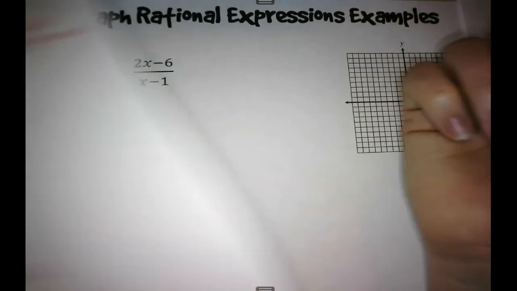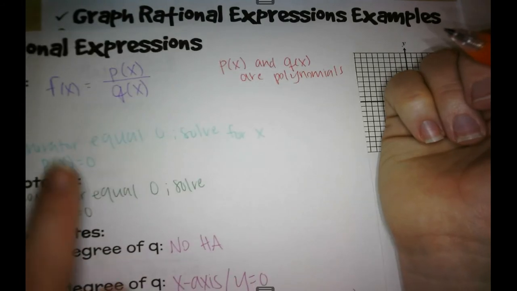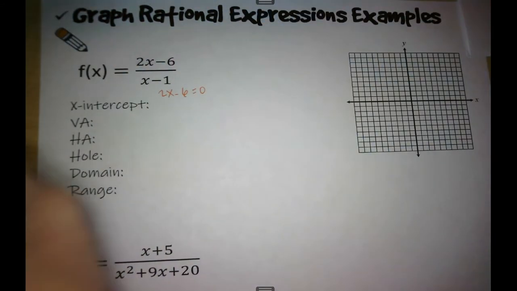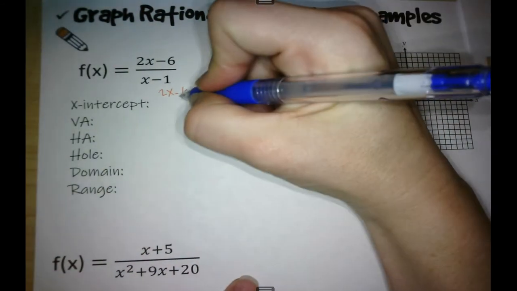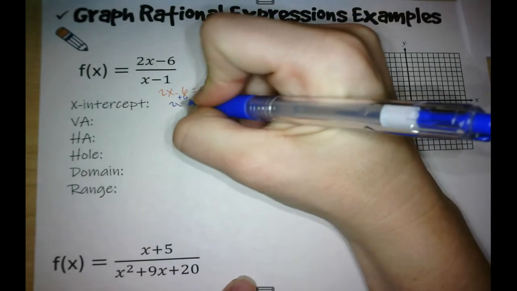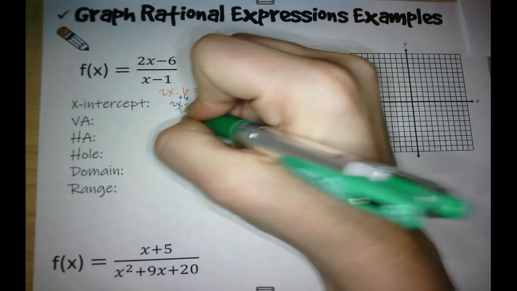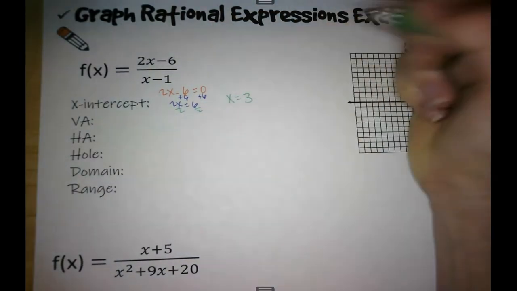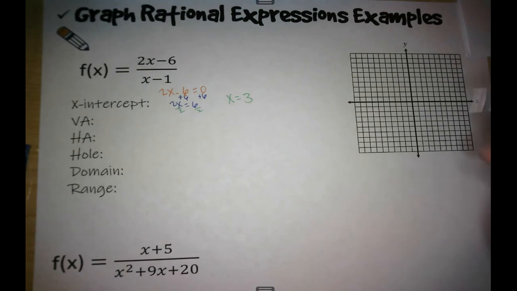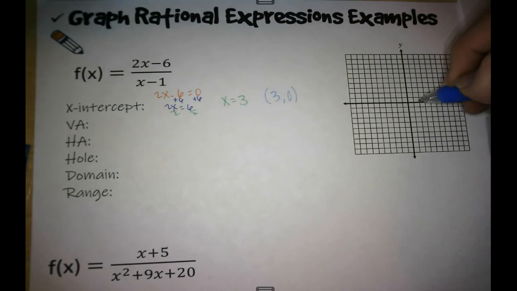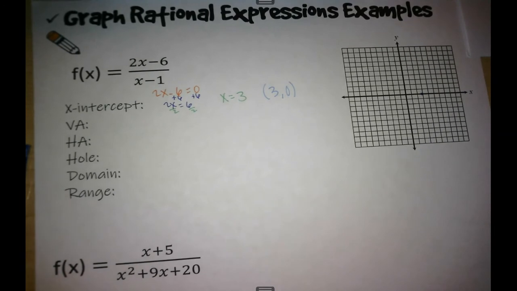We got x-intercept. Set p of x, that top one, equal to 0. 2x minus 6 equals 0. And let's solve. Let's get x by itself. We add 6 to both sides. So then we've got 2x equals 6. Still not by itself. We got to divide both sides by 2. X equals 3. Always, always, always write your x-intercept as that number you solve for, comma, 0. So if we're graphing it, it would cross right there. You're not going to have to graph it. You're just going to have to find these attributes.